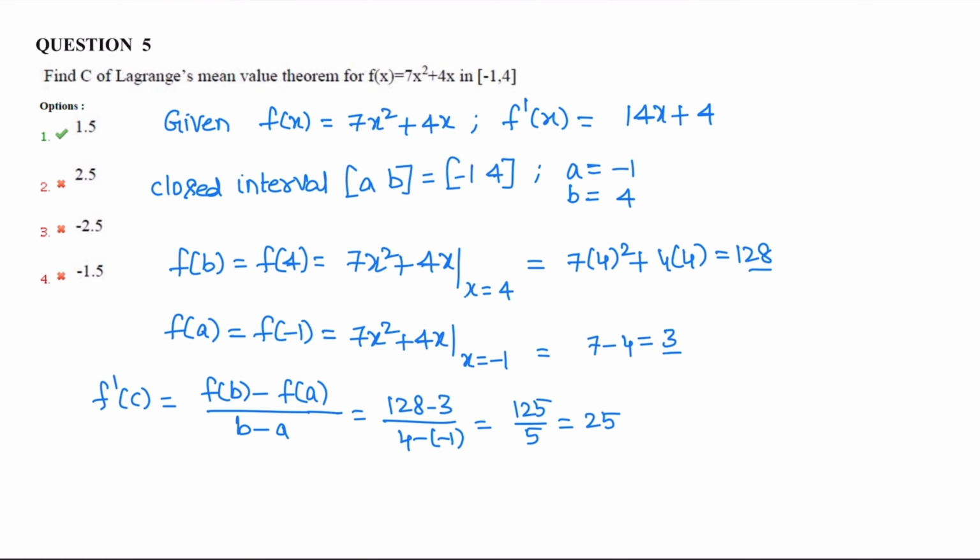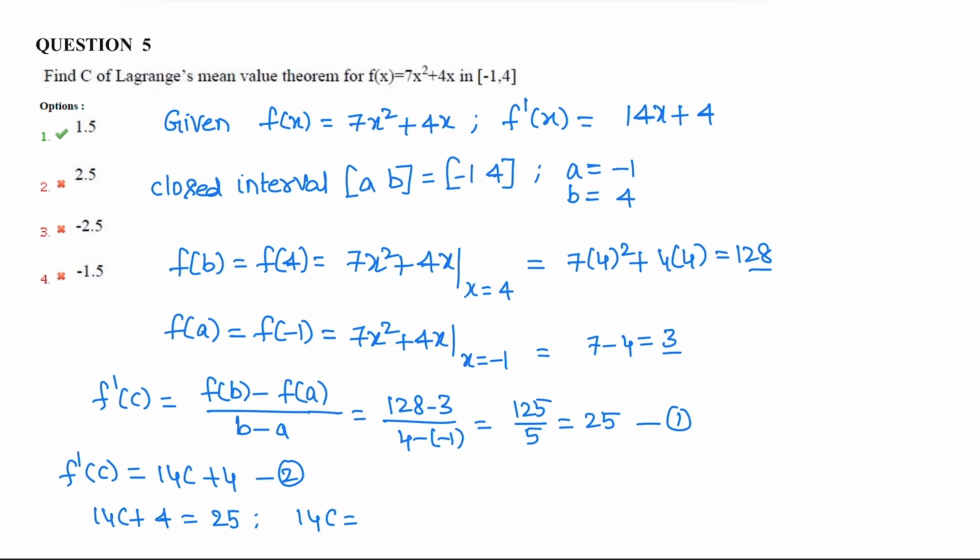So we know f dash of x. So substitute x is equal to c. So f dash of c is equal to 14c plus 4. So equate this expression 1 and 2. From 1 and 2, 14c plus 4 is equal to 25.